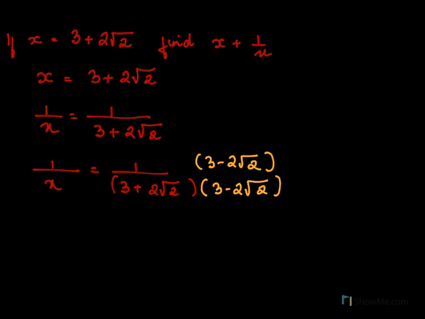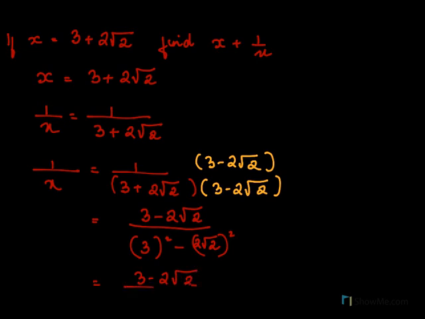So now we have 1 by x equal to 3 minus 2 root 2 over a plus b, a minus b, a square minus b square. So 3, 2 root 2. So it is 3 minus 2 root 2. Denominator 3 into 3, 9. 2 root 2 into 2 root 2 is 8. So 1 by x is 3 minus 2 root 2.